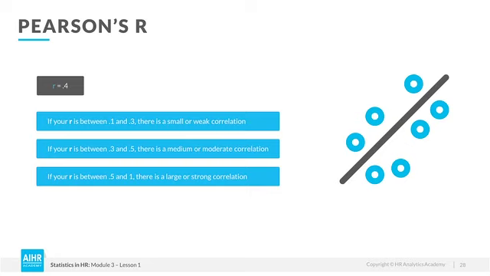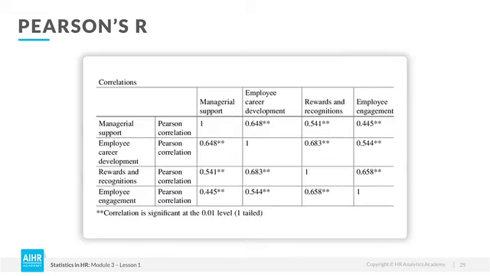So to conclude, the size of R determines the strength of the association between the variables. The p-value that you get when you do a correlation analysis shows if there actually is an association. Remember therefore to always report both of them. Here you can see the output of a correlation table between several variables, namely managerial support, employee career development, rewards and recognitions, and employee engagement.